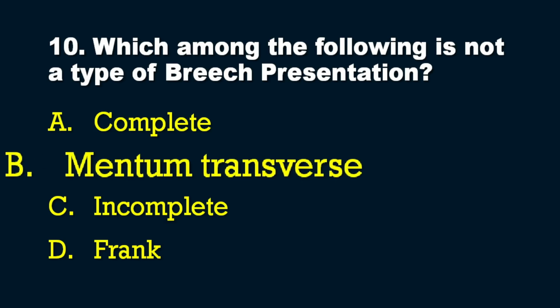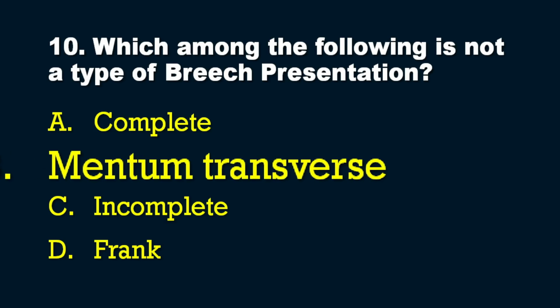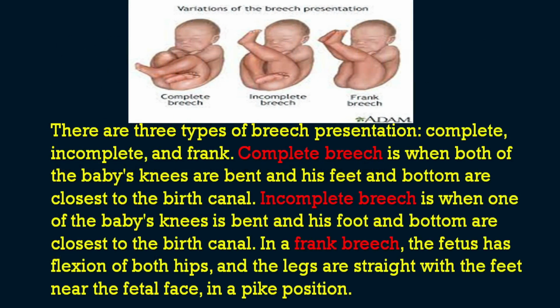So the answer is option number B, that is mentum transverse. Mentum transverse is a chin presentation that we will see now. First of all, these are the variations of the breech presentation. You can see complete breech, incomplete breech, and the frank breech. So there are three types of breech presentation.